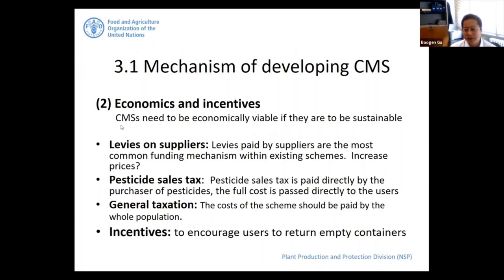The container management scheme needs to be economically viable if it is to be sustainable. Take one model in China, for example, an active practice there. In this model, the farmer brings empty containers to the retailers, the pesticide shops, and they can get a reduction in prices. For example, for one bottle or one package, you can get a 10 cents price reduction.